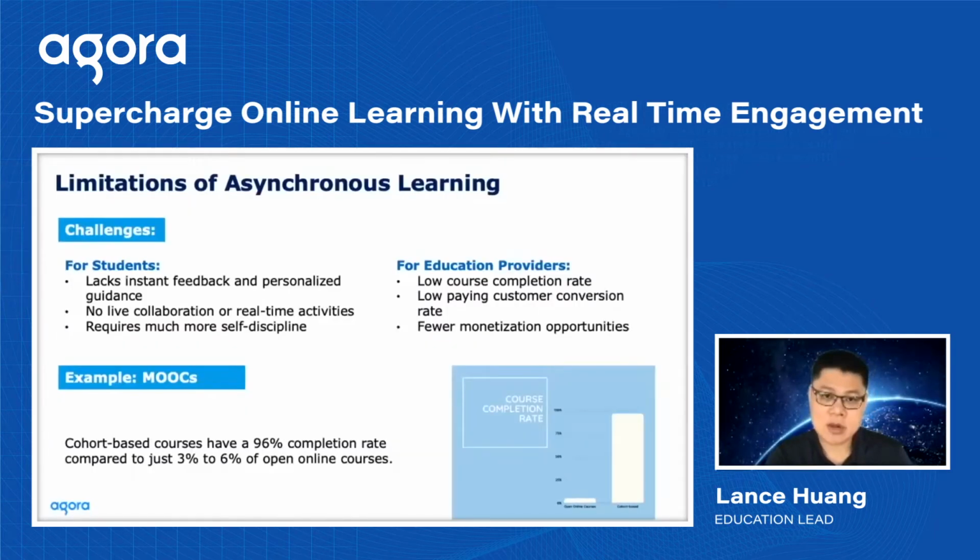To elaborate on the value of human interactions, we need to first look at some of the challenges of asynchronous learning, where students are often learning alone with static content like pre-recorded videos without any human interactions. Although it offers a certain degree of flexibility to students, asynchronous learning may not be the best way to engage them because students typically don't receive any instant feedback or personalized guidance.